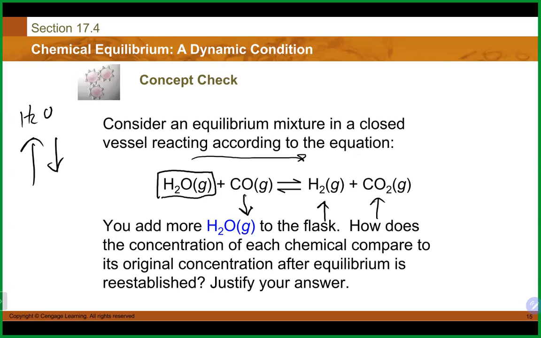And depending on how much you added, it may actually end up higher than it started only because you added it. But you should definitely see it go up, but then start to see it go down as it's reacting in the forward direction. Any questions on that there?